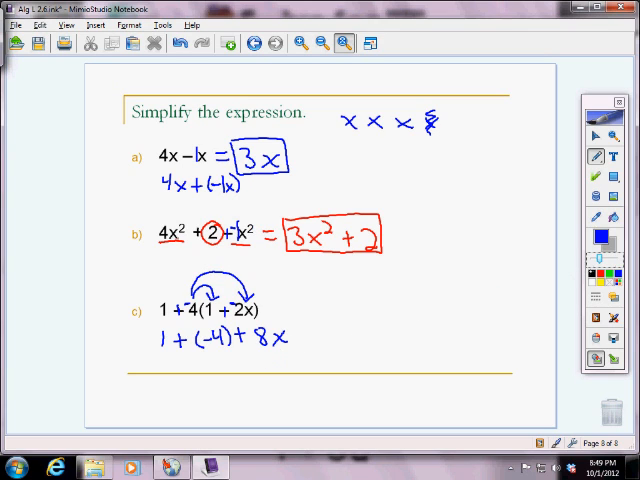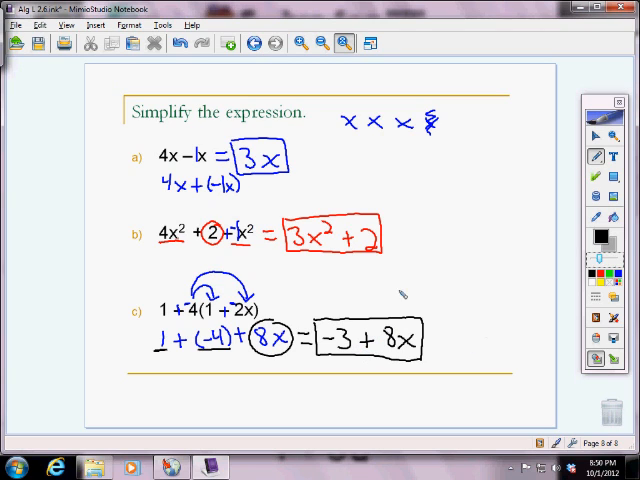Now, combine your like terms. In this case, our like terms are 1 and negative 4. They're alike because they don't have variables. 1 plus a negative 4 ends up being negative 3. And then we just have 8x. There's nothing to add to it. So we just end up with a negative 3 plus 8x. Again, stopping there, we cannot take it any further because they are not like terms. And so that's basically just your answer.